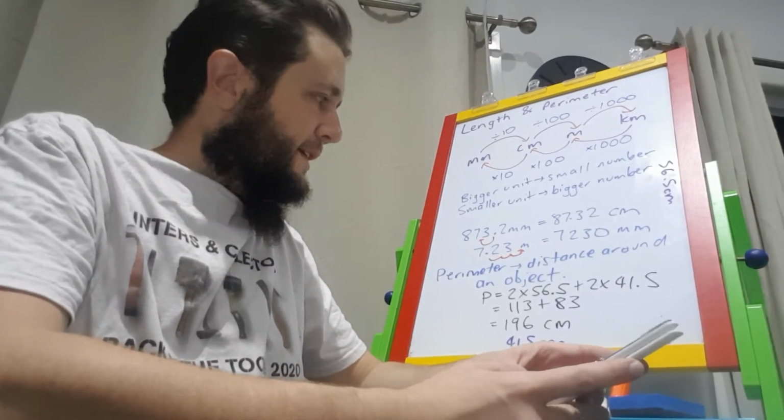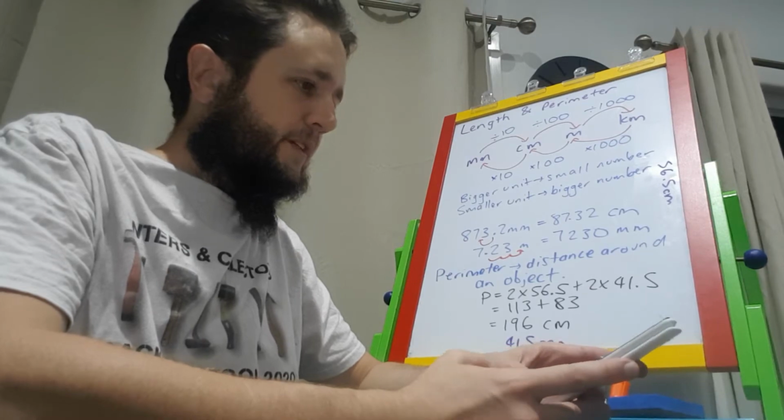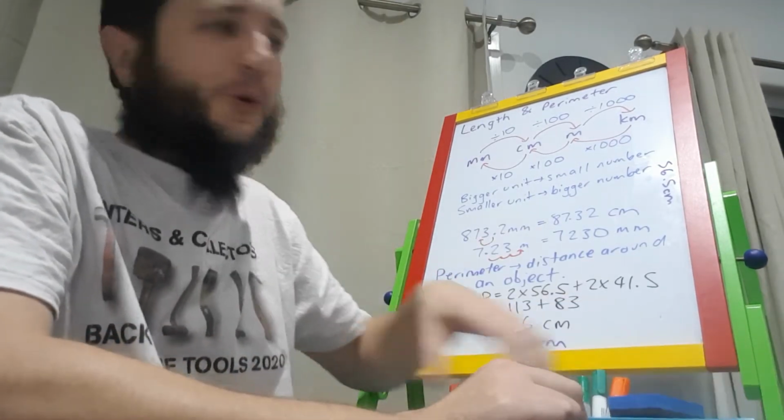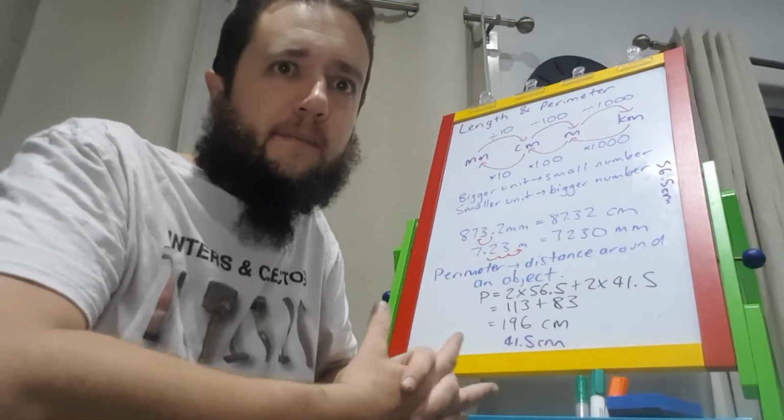I'm always terrified of the possibility that I'm going to put this up on the internet and it's all going to be terribly wrong. So I just put that in my calculator to check. All good. Right, so the perimeter of my whiteboard here is only 196 centimetres.